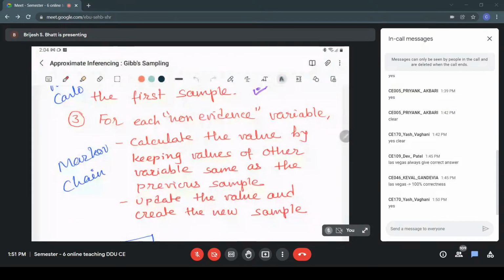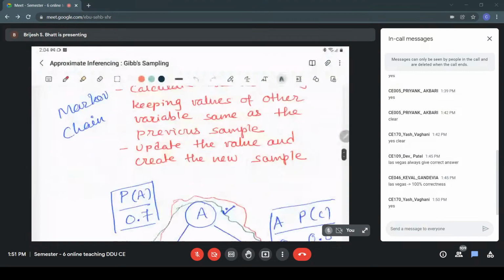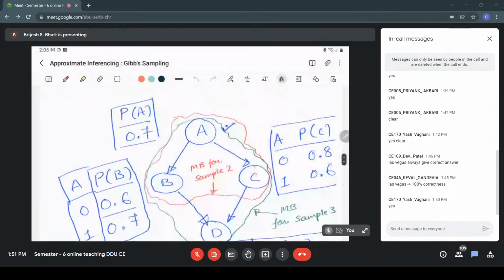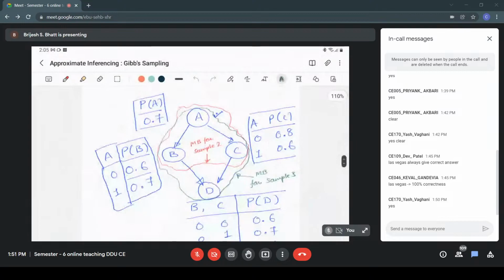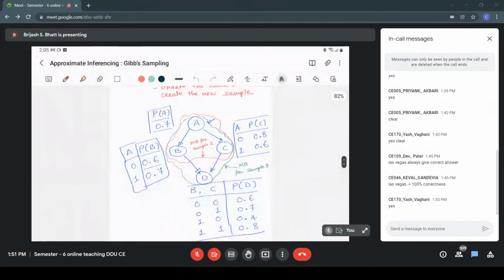Let us see through an example that will make it more clear. Let us say this is our Bayesian network of four nodes A, B, C, and D, with the probability distribution as shown on your screen. You may note down this. We might use it for our calculations. So please note down these values. I will wait for a minute or two for you to note them down.